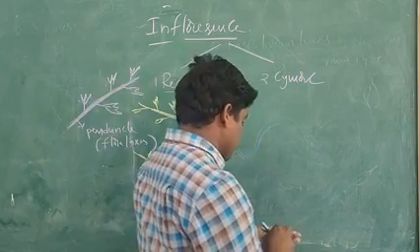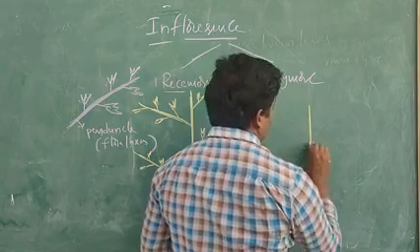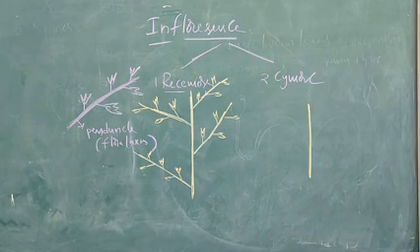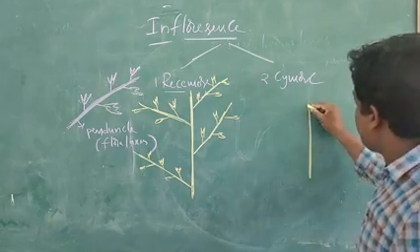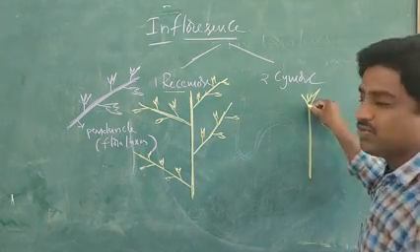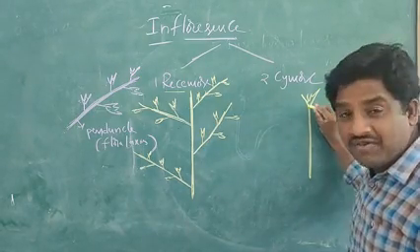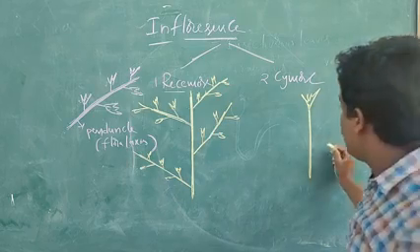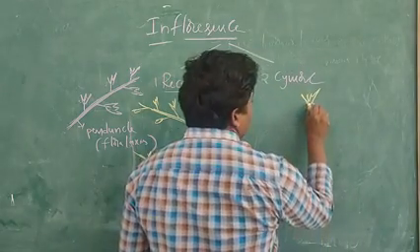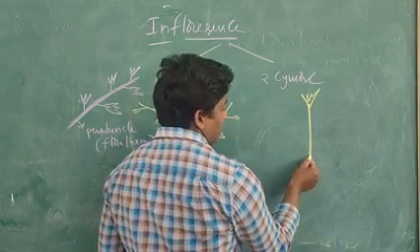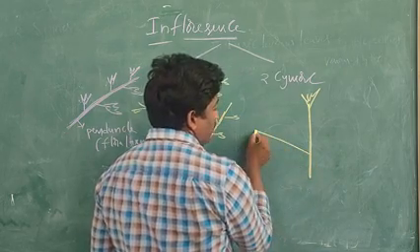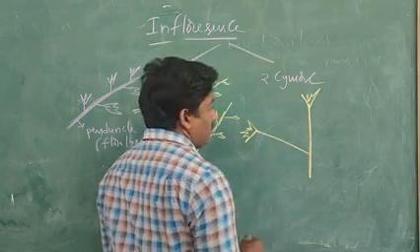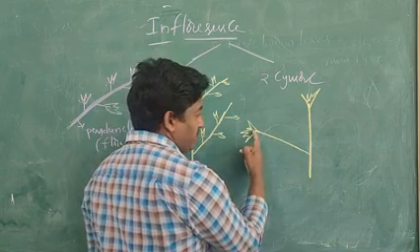In the cymose inflorescence you can see the main floral axis. Here a flower is produced at the terminal region. Whenever a flower is produced at the terminal region, the shoot is not growing further. That's why this axis is limited in growth. The floral axis or main axis is limited in growth. Again branches are produced, and here a flower is formed at the tip region. Whenever a flower is formed at the tip, the growth stops.